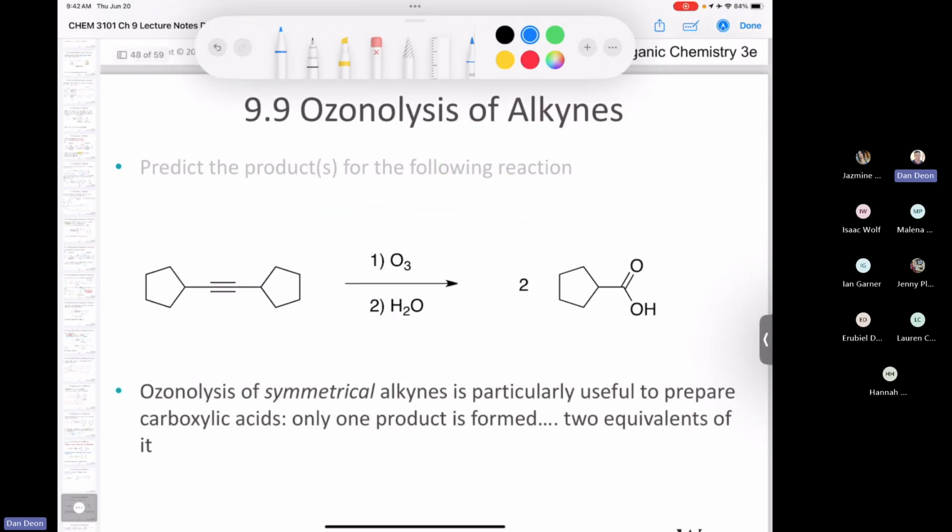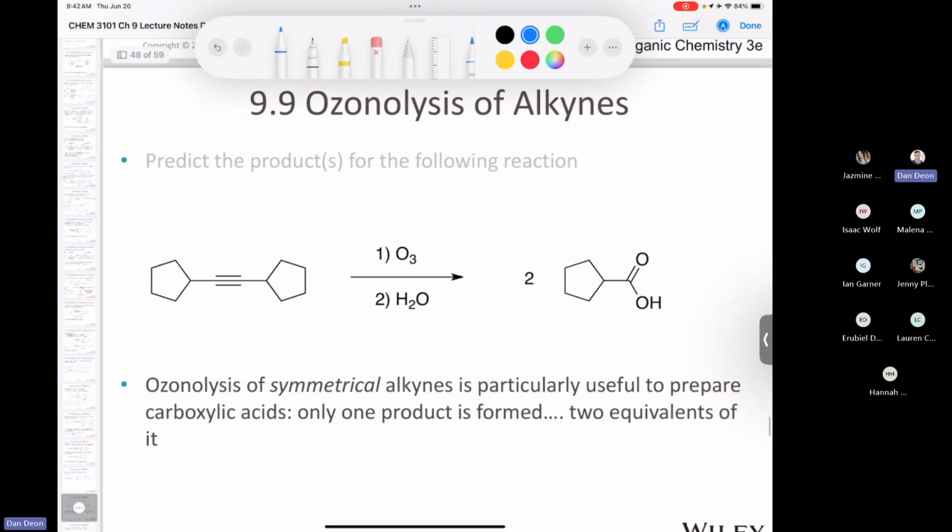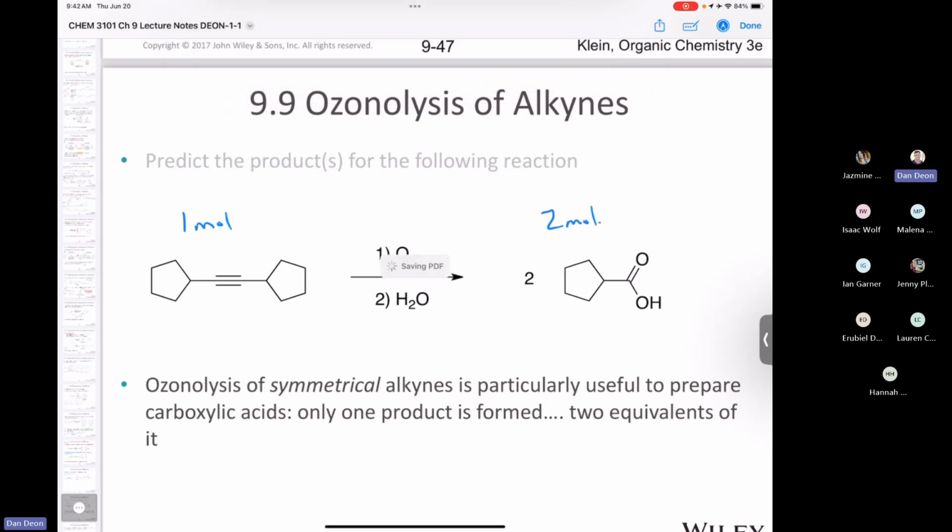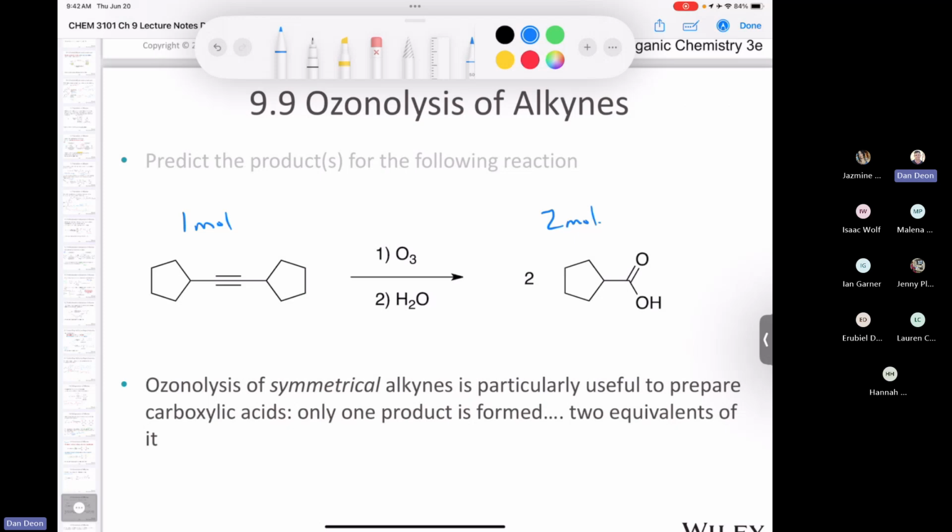So there you go. You probably noticed, hey look, Mr. Dion, I started with 1 mole of this and I get 2 moles of this. It's like putting a quarter in a slot machine and pulling out 50 cents, kind of, in a way. So if you wanted to make a carboxylic acid, and you could have the precursor alkyne, especially if it's symmetrical, you take 1 mole of whatever you're starting with and you double it. So you end up with twice as many moles of the compound. So that's kind of a cool thing.